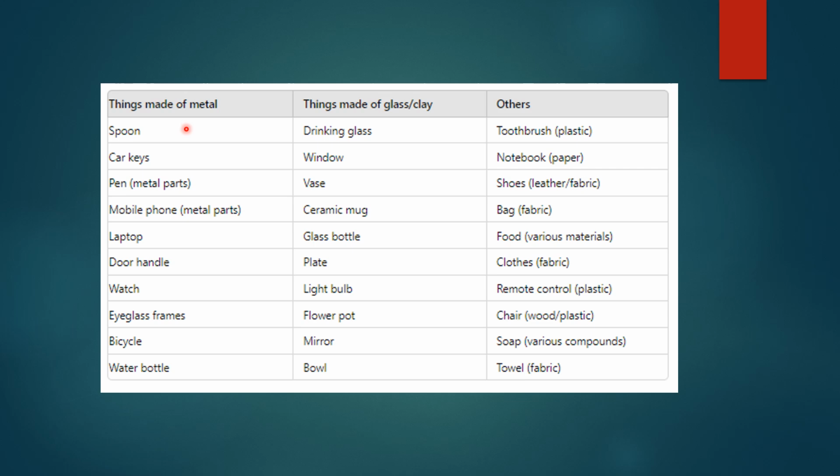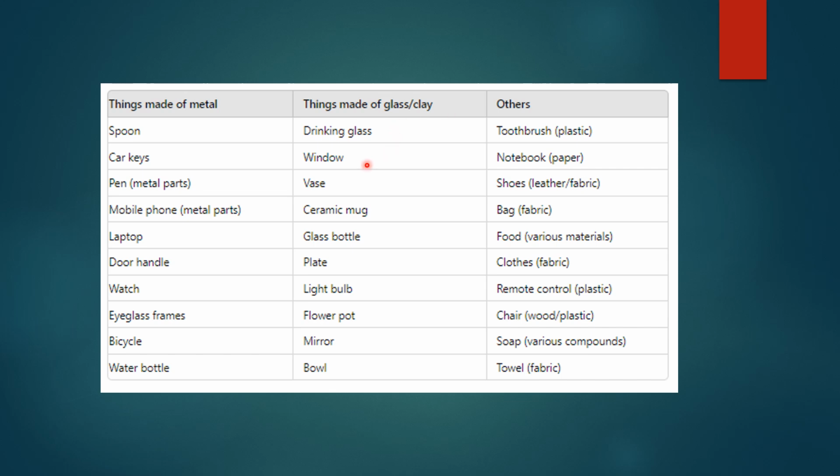Metal से देखो क्या क्या बना होता है. Spoon, keys of the car, pen, metal parts of the pen. Then mobile phone has some metal parts. Laptop has some metal parts. Door handle. Watch has metal parts also. Eyeglass frames. वैसे ये plastic के भी आते हैं, but metal also is used sometimes. Bicycle, water bottle. Okay. Then things made of glass or clay.